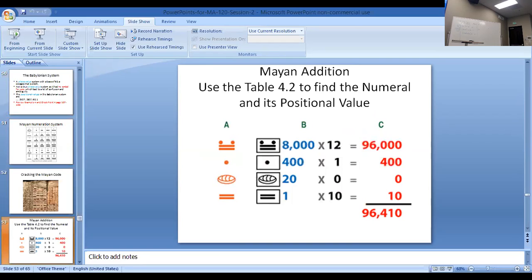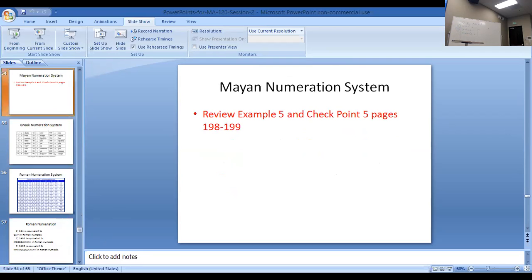Those blue colors tell you about the positional value, and the black ones are the Mayan numeral value, equivalent to our Arabic system. Do you understand this? Okay. I wanted to make sure. Let's continue. Oh, we already talked about that.